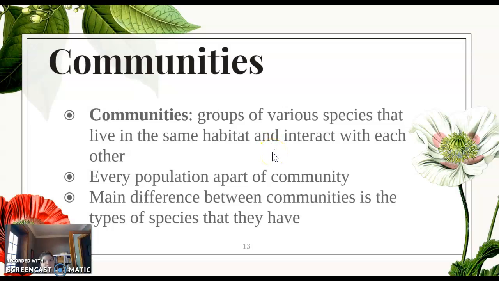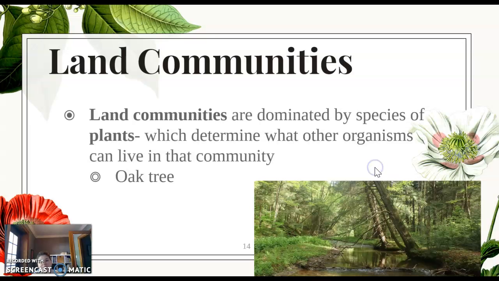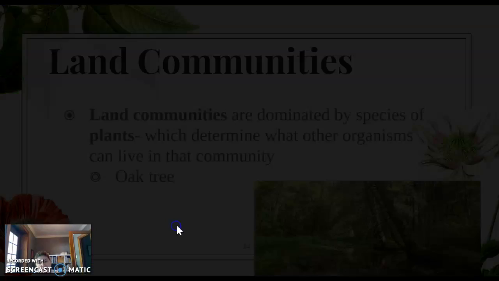Communities, so now we're incorporating not just members of the same species, but various species. So various populations living together, and they are a part of the same community. So the main difference between communities is that they are different species. They can't all mate and reproduce. Land communities are dominated by species of plants, which determine what other organisms can live in that community. So if the community does not provide the specific plants that an organism would need for sustaining a nutritious life, then they aren't going to be a part of that community. So in this way, the plants really kind of control what type of community there is.